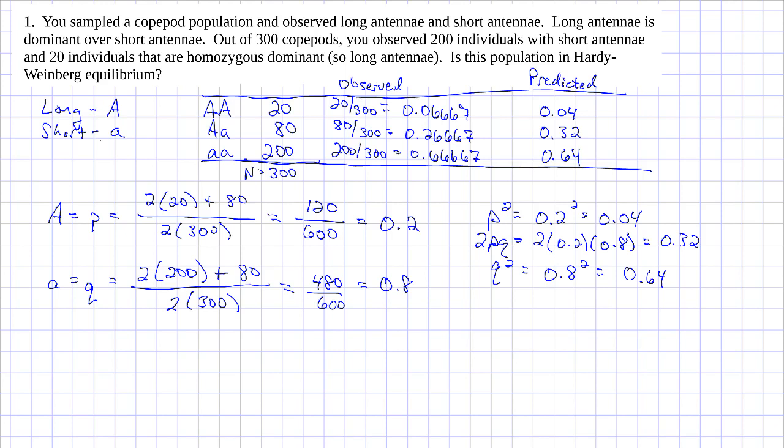Now, we have our observed and predicted, and we compare them. As you can see, none of our observed frequencies match our predicted. Because of this, we can conclude that our population is not in Hardy-Weinberg equilibrium. If it's not in Hardy-Weinberg equilibrium, then we know that our population is evolving.